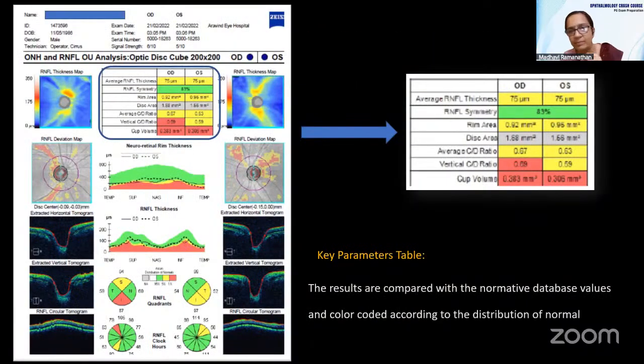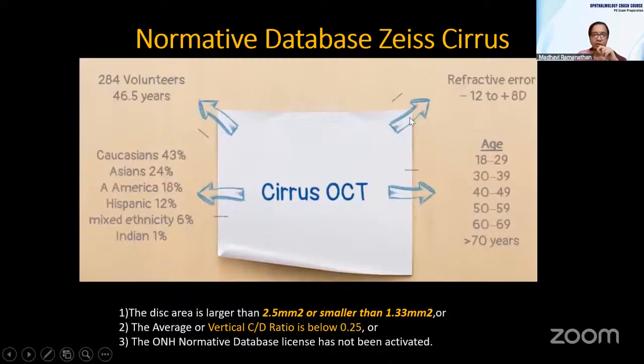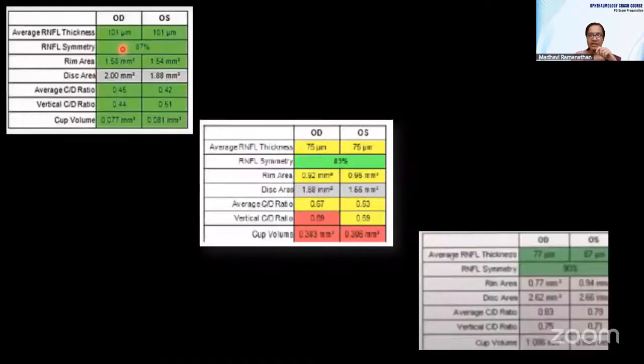Here, one thing you have to remember is that the disc area is always shown in gray. Why? Because no comparison is going to happen with the age matched normative database for the disc area parameter. For the rest of the color coding, green means normal and red means abnormal. One point I would highlight is that if the disc area is larger than 2.5 or smaller than 1.3, once again it is going to be shown as gray, and the age criteria is also less than 18 years. So if you are going to get an OCT done for a patient less than 18 years, all these will be represented as gray or colorless. So here you can see that all are represented as gray without any color.